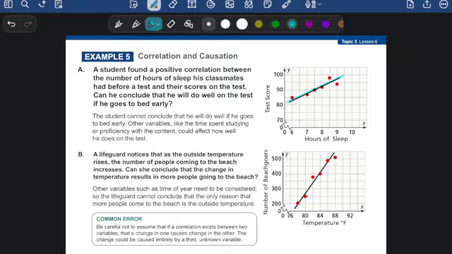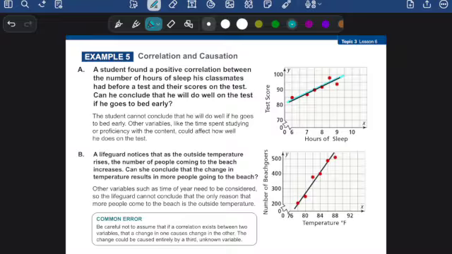We can see a relationship, but is the hours of sleep the only factor contributing to your test score? Well, no, there are other values that can contribute to your test score. Maybe you studied. Maybe you took really good notes. Maybe you understand the concept really well. So the hours of sleep is not the only factor contributing to your test score. So while there is correlation, there is not causation.